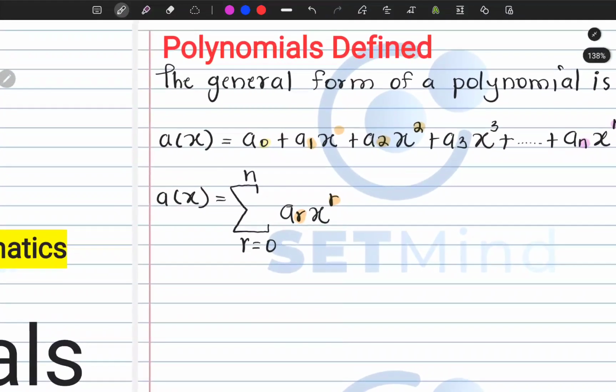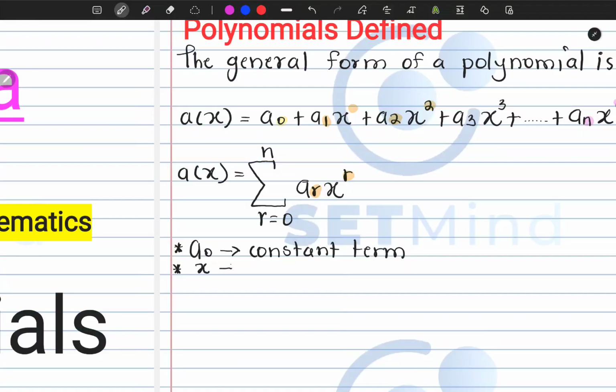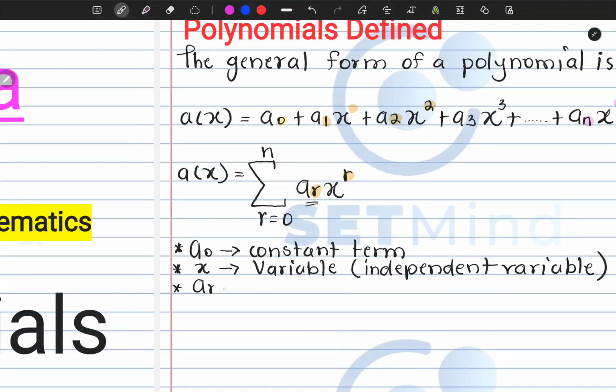We have a couple of terms which we need to define as we look at our polynomial above. So a0 is what we call the constant term of the polynomial. And then x is, in our polynomial, the variable. Specifically, it is the independent variable. And if you look at the other terms, we will always have a_r. So a_r is called the coefficient of x to the power of r, as you can see here.